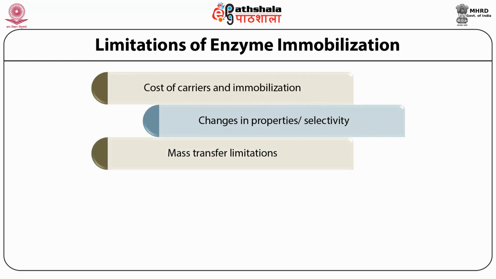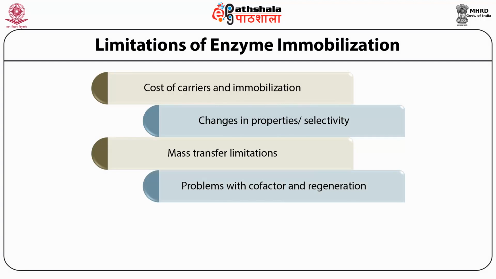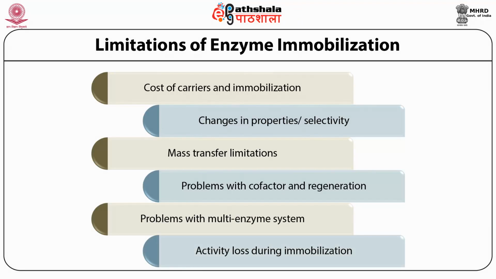The third one is mass transfer limitation. The fourth one is the problem with cofactor and its regeneration, because in a biological system we can easily regenerate the cofactor, but with an immobilized enzyme it is difficult to regenerate it. The fifth limitation is the problem of immobilization with multi-enzyme systems. And the last one is that during enzyme immobilization there is a loss of enzyme activity.